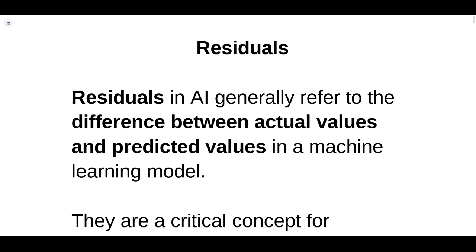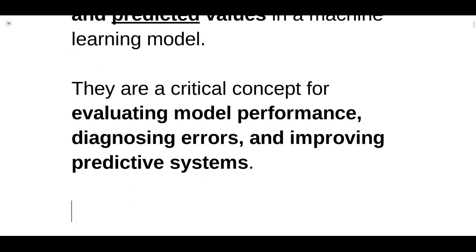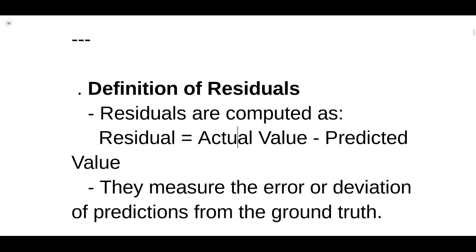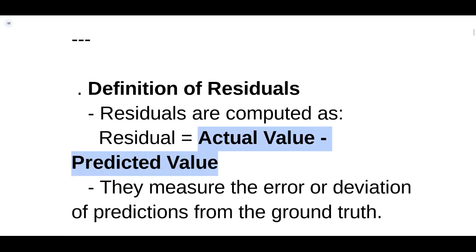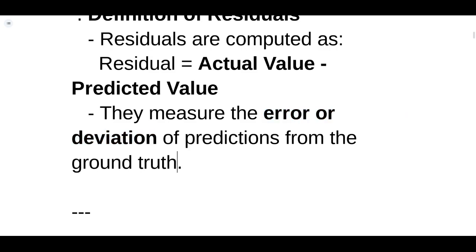So now we'll discuss this lecture, residuals in artificial intelligence. Residuals in artificial intelligence generally refer to the difference between the actual values and the predicted values. They are a critical concept for evaluating model performance, diagnosing errors, and improving predictive systems. A residual is computed as actual value minus predicted value. They measure the error or deviation of predictions from the ground truth.